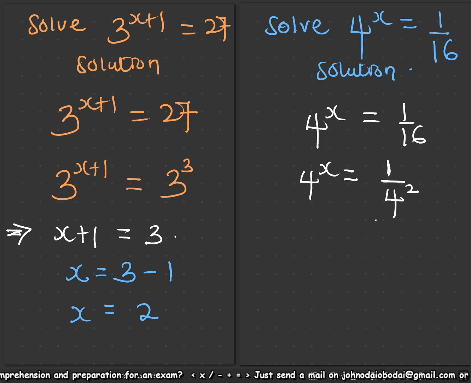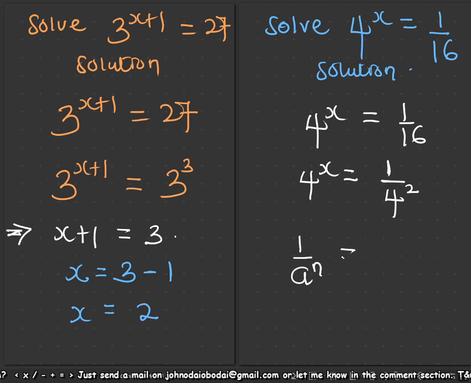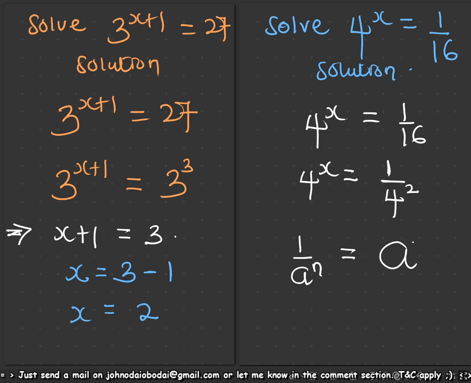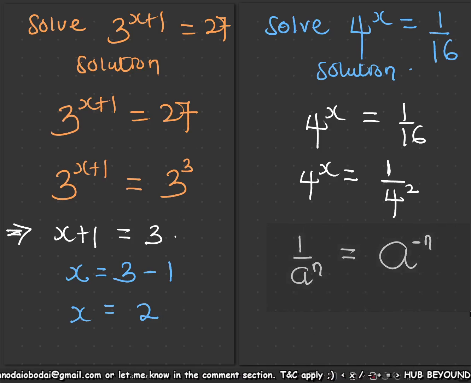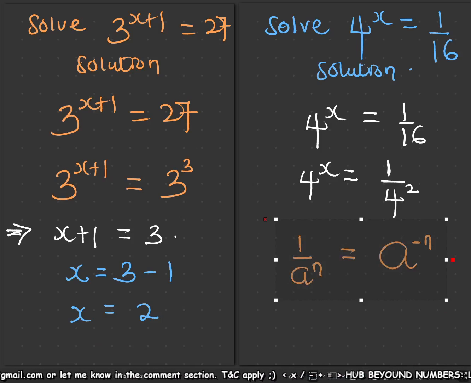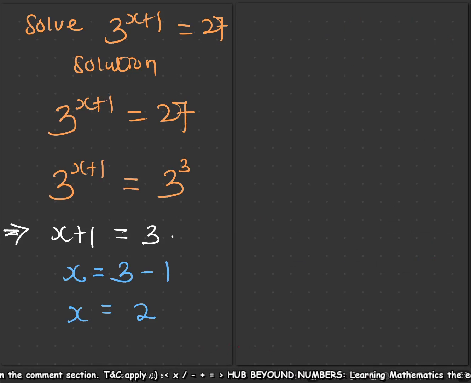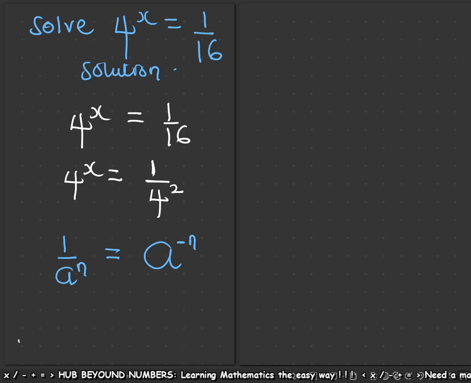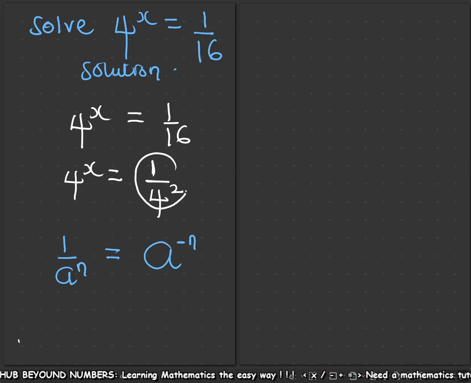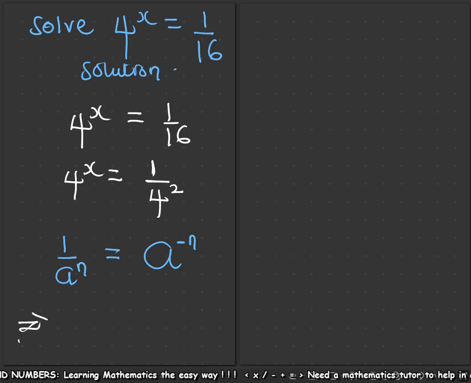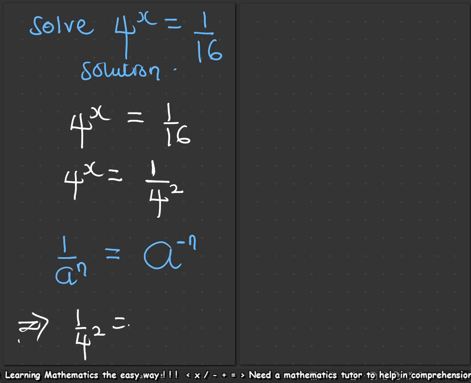You see, so we want to apply the law of indices that says if we have 1 over a to the power n, then it is evaluated as a raised to the power negative n. You can look at the earlier videos in the playlist, where we spoke about all of these laws. So in this case, that is what we want to apply. Hence, 1 over 4 squared is actually going to be 4 raised to the power negative 2.